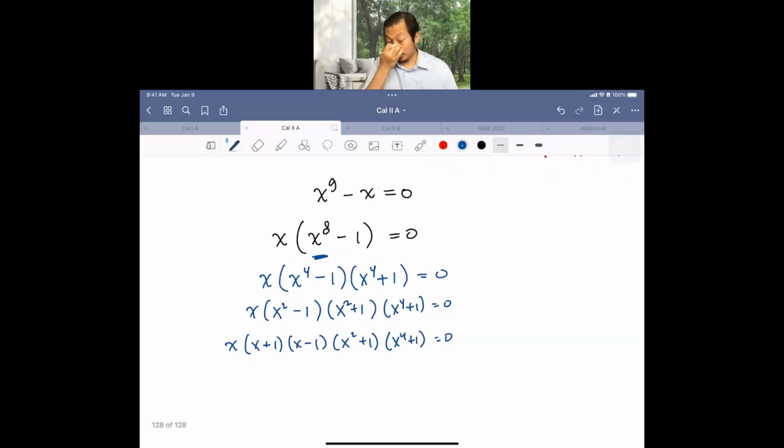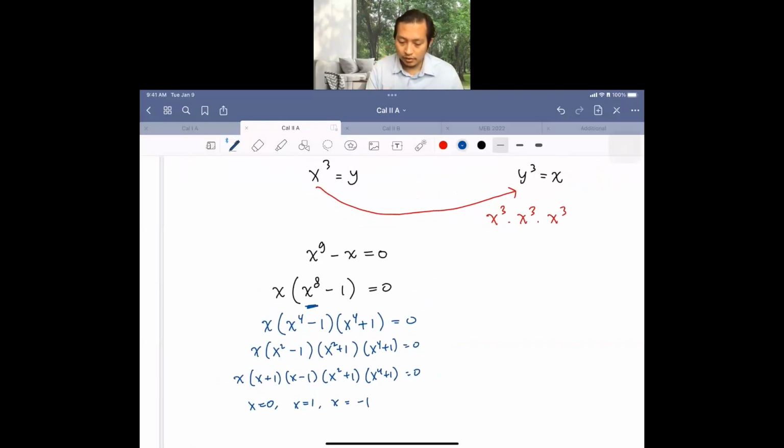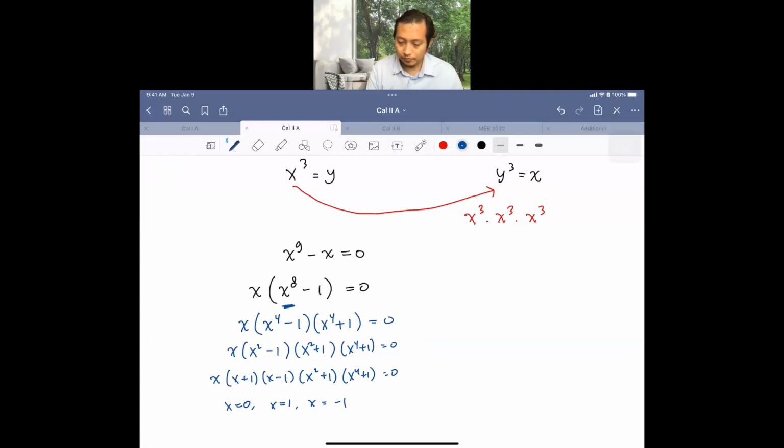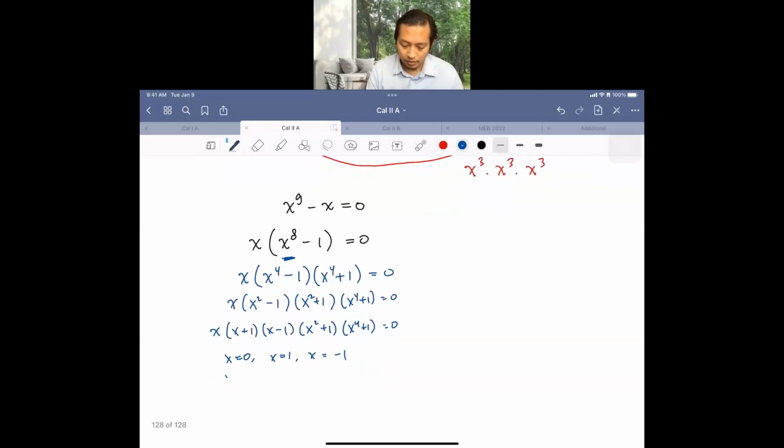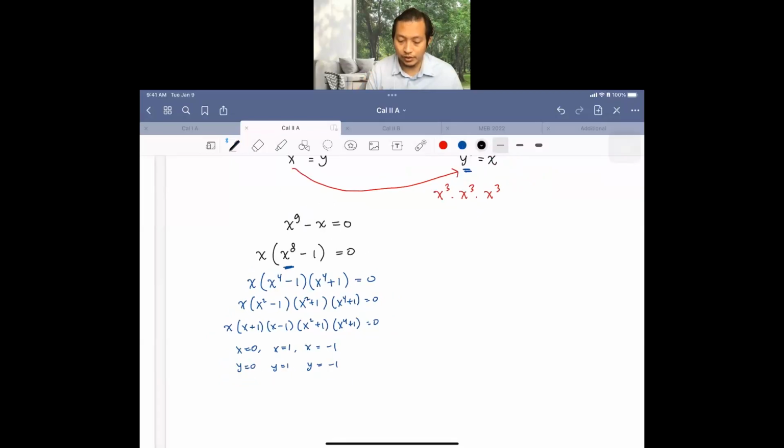Okay. Now, the only real numbers that we can get are x equals 0, x equals 1, and x equals negative 1, right? And then we can take them into our y cubed. So we will get y will be 0, 1, and negative 1. So we will get three critical points.